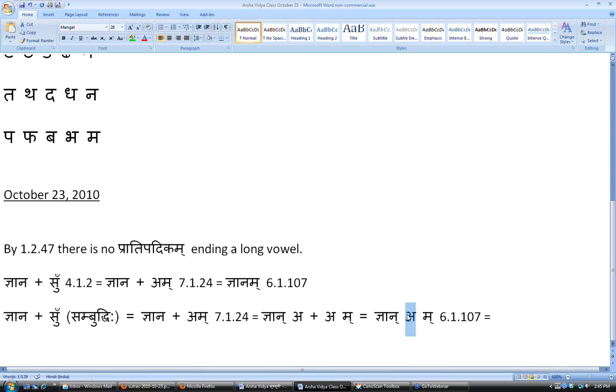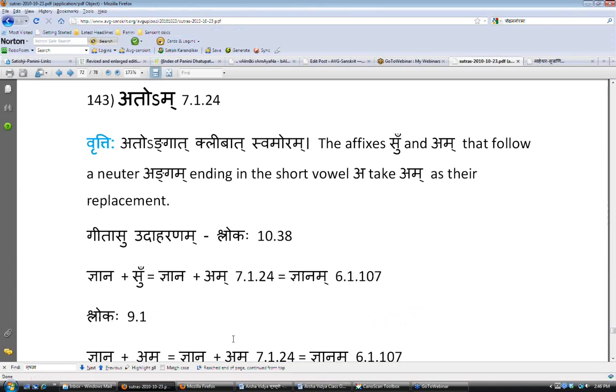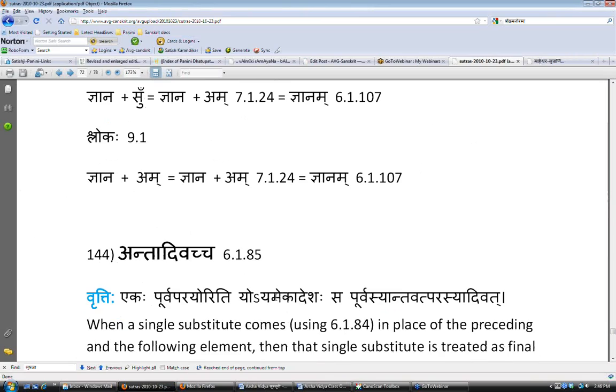We want to be able to consider this as the antya avayavaha of this Angam. Can we consider that Pura Parayoha Ekadesha as the ending part of this Angam? If we can do that, then we can use 6169 and we'll be set. For that we need the next sutram, which is in the document here, which says Antadivacha. Look at the number of the sutram, 6185.